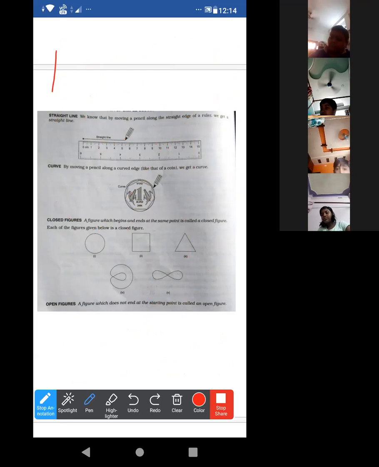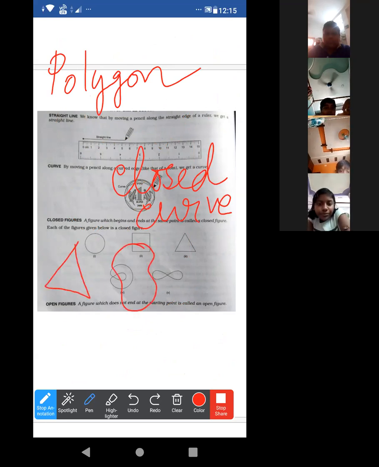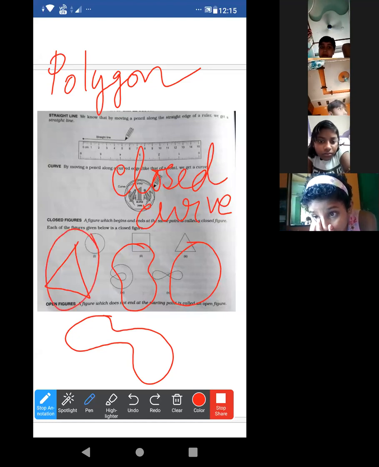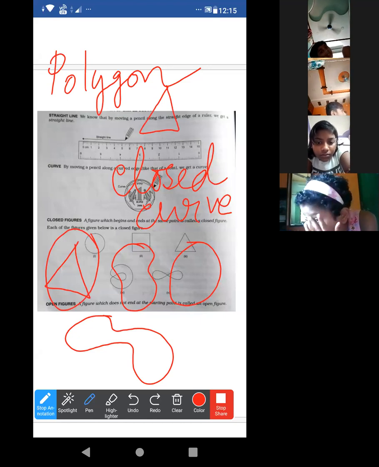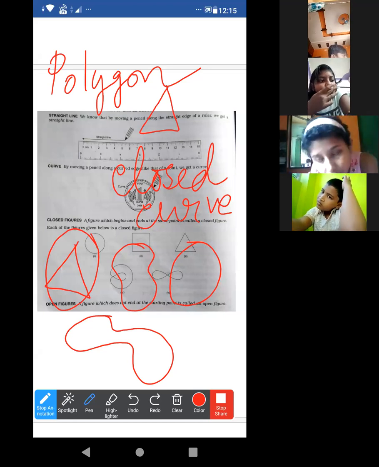What is the difference between polygon and closed curve? If I ask you, can you say? Closed curve means all of them. Suppose I am drawing a triangle, this figure, a circle, all of them are closed curves. But polygon means only this one, made up of lines, three or more than three lines, right? Now it is clear.